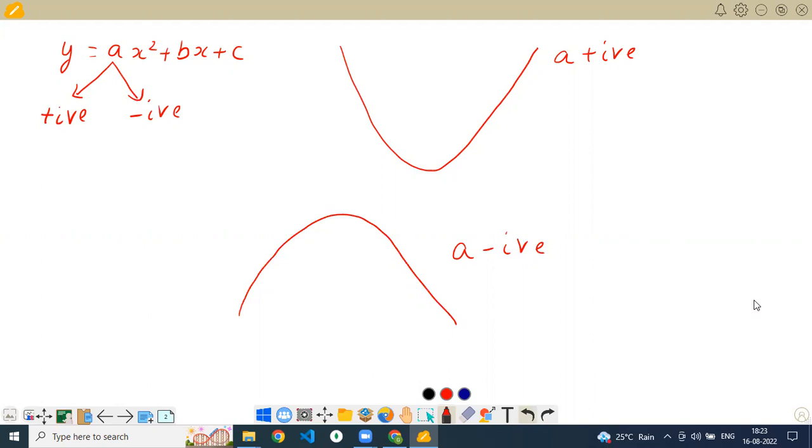So is this clear to you now? That y is equal to ax square plus bx plus c will always be a parabola, with, if A is positive, the cup of the parabola opening upward, and if A is negative, then the cup of the parabola opening downward. Is this clear?